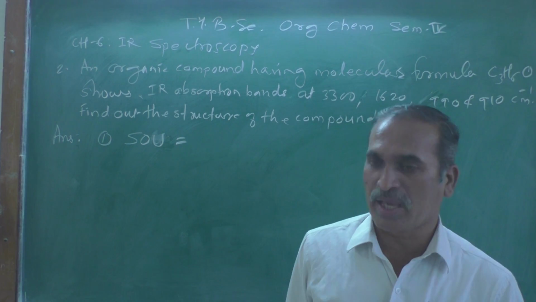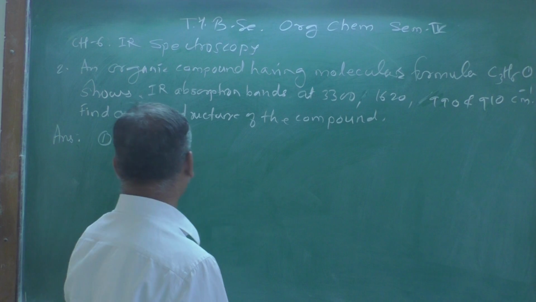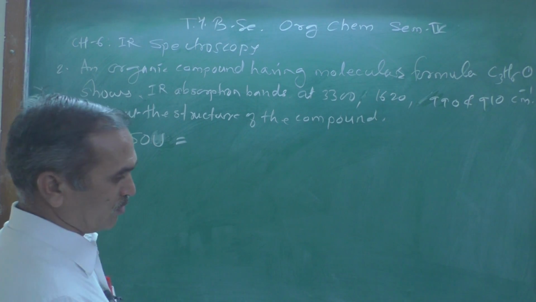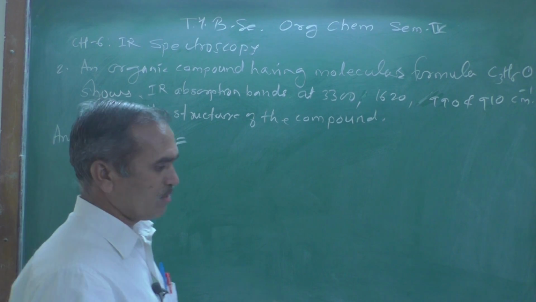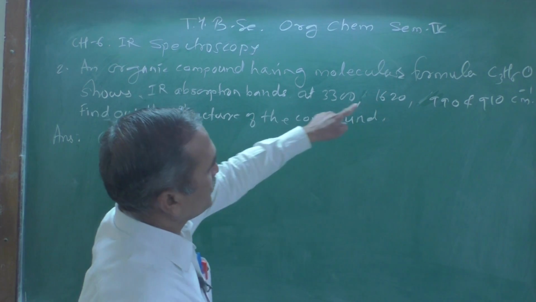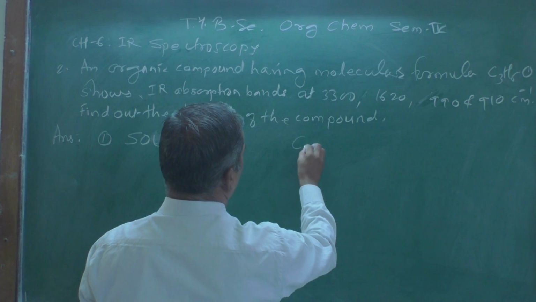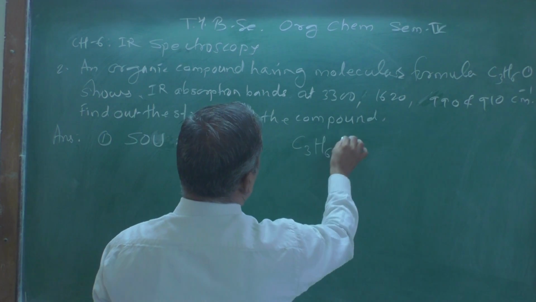So let us begin, and there is a general rule here for how to calculate the site of unsaturation. We are going to use the first method. If you see here, the molecular formula given here is C3H6O.